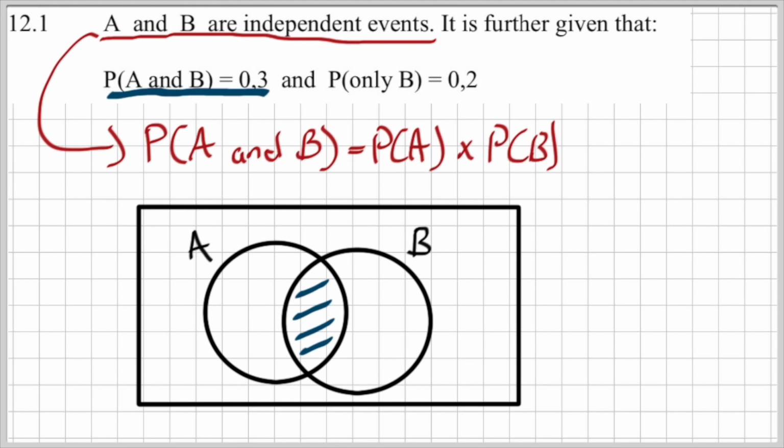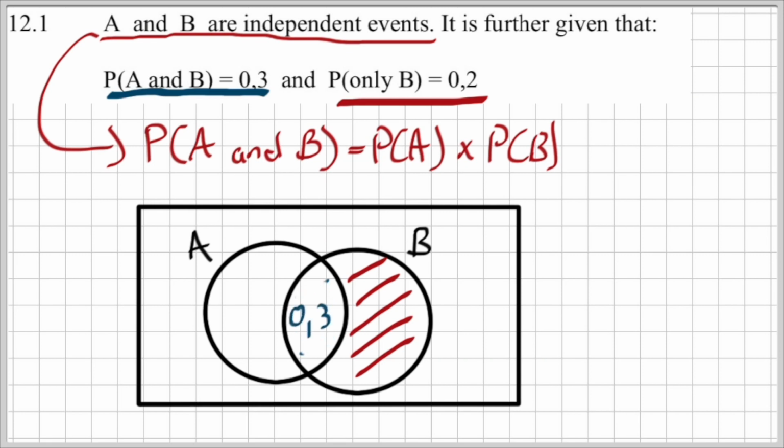Where is the probability of only B? That means it can't touch A. It does not touch A. It's got to be just inside of B. That means it's that part there. When I now put those values on my sketch, that middle part is 0.3, and therefore the probability of only B, the red part, is 0.2.